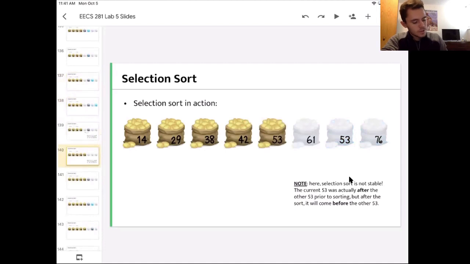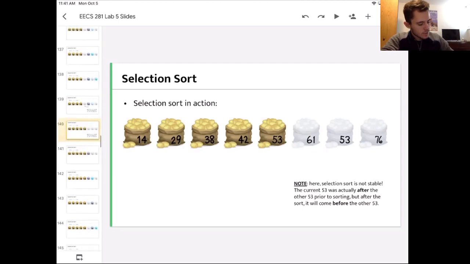Move the 53. So here, notice selection sort is not stable. Why is that? That's because the second 53, right? We just moved the first 53. The second 53 was originally at the beginning of our array, right? It was at the first index where our 14 now is. But because we moved the 14, we swapped them. And so that's why this sort isn't stable, right? Because the 53s have now switched positions. So that's what makes this sort not stable.